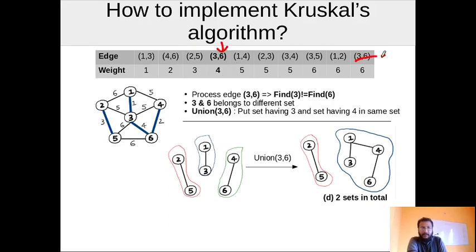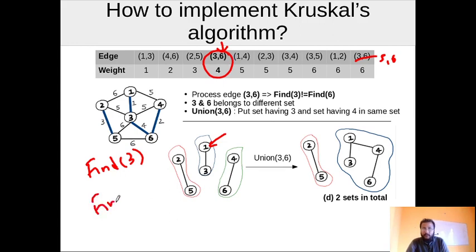The next one is 3, 6. Let's find out where 3 belongs to. 3 belongs to set 1, the blue set. Where does 6 belong to? Let's apply find 6. 6 belongs to the green set. So they are in a different set. If they are in a different set, I need to union them, so I need to put all of this in the same set.